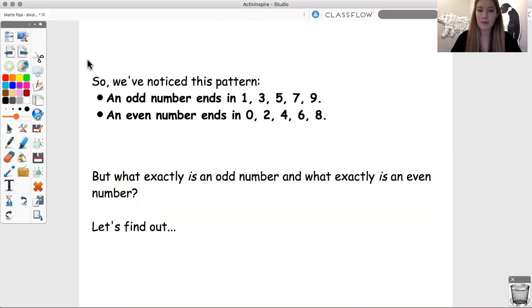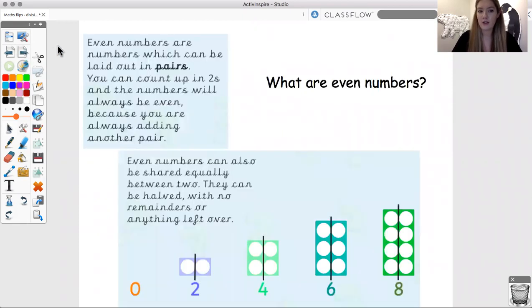So we've noticed this pattern. An odd number ends in 1, 3, 5, 7, and 9. An even number ends in 0, 2, 4, 6, and 8. But what exactly is an even number? And what exactly is an odd number? We've noticed the patterns, but we need a definition to work with. So let's find out. What are even numbers?